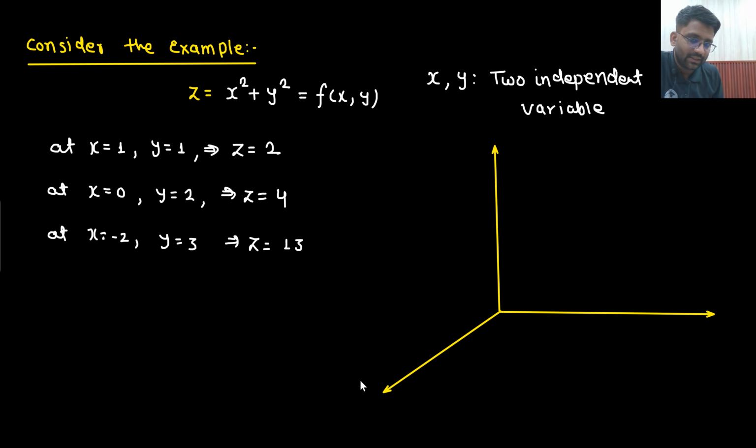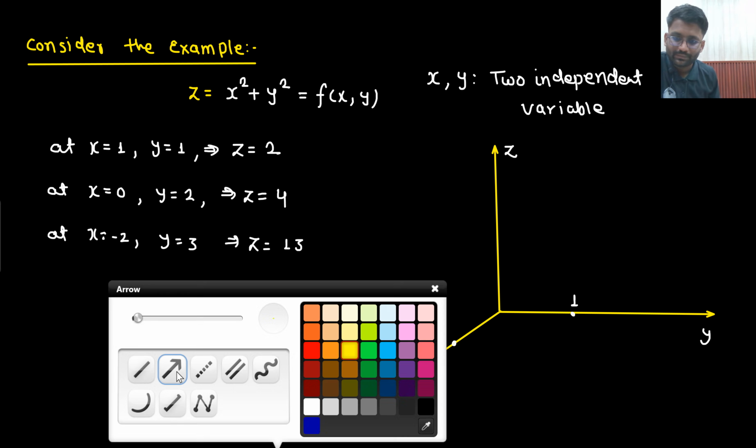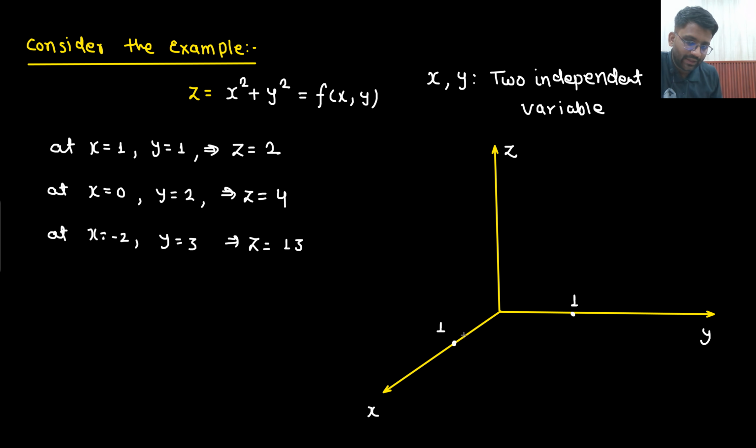Okay. So let's just say this is your x-axis, this is your y-axis, and this is your z-axis. Okay. So let's try plotting this point. They are saying that x equals to 1 and y also equals to 1. So when x and y both are 1, what does that mean? At this point x is 1.